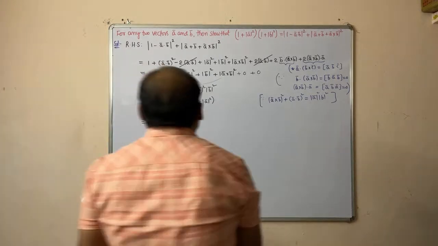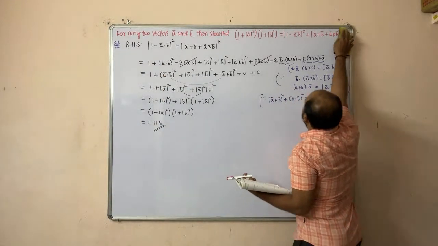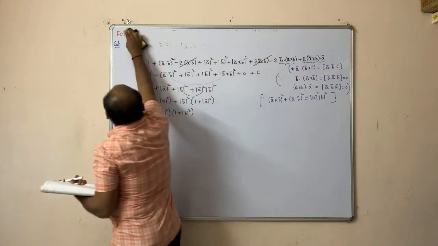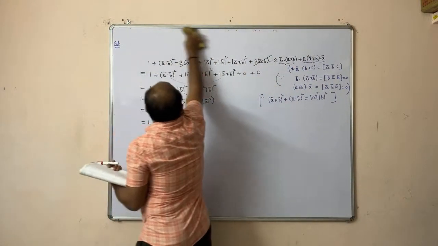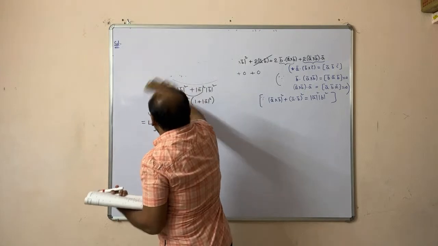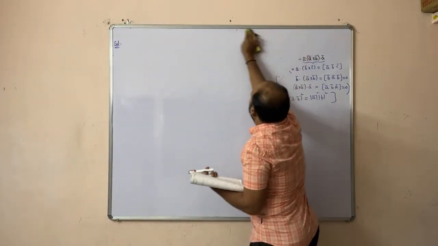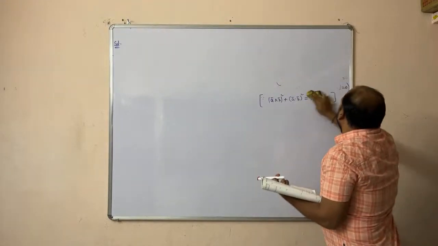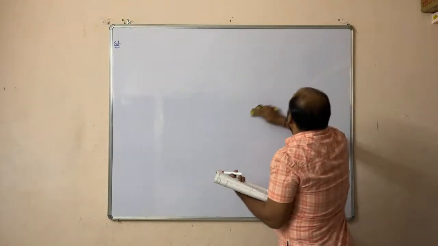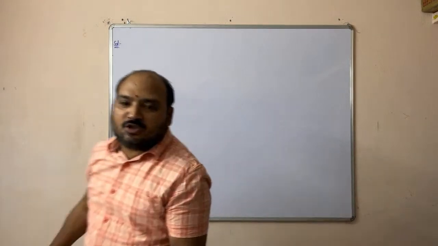So now I'm going to rub this. So, another question. This is also related to product of vectors, related to coplanar. 7 marks we can expect, or a 4 marks question also we can expect from this.